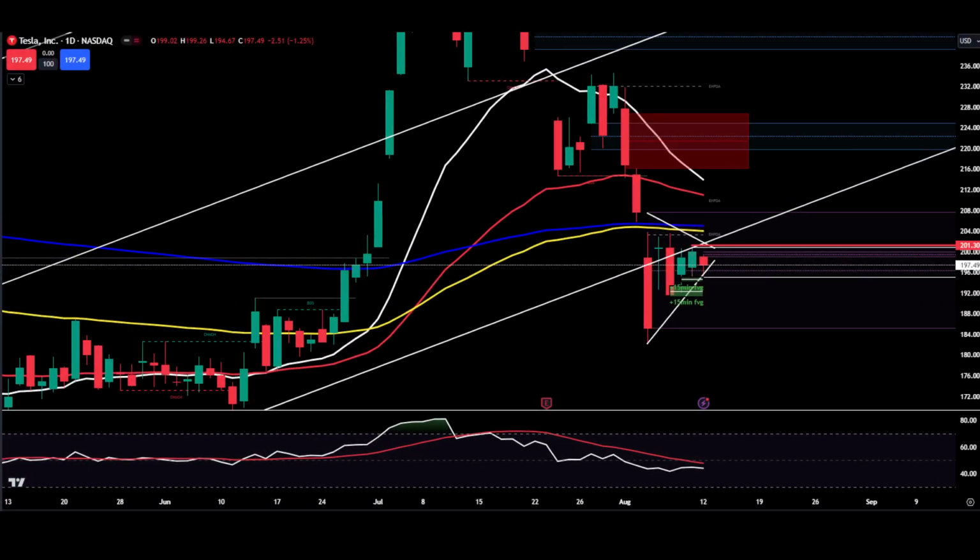This is Rustik, and today we're going to be taking a look at Tesla's chart along with some other tickers. Going to look at where price came from, where price headed today, and where price is likely to head tomorrow and into the rest of the week.